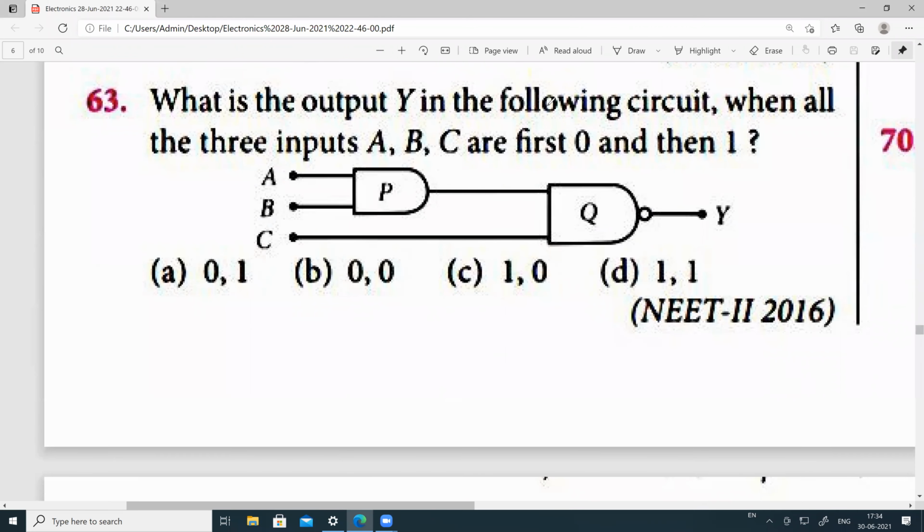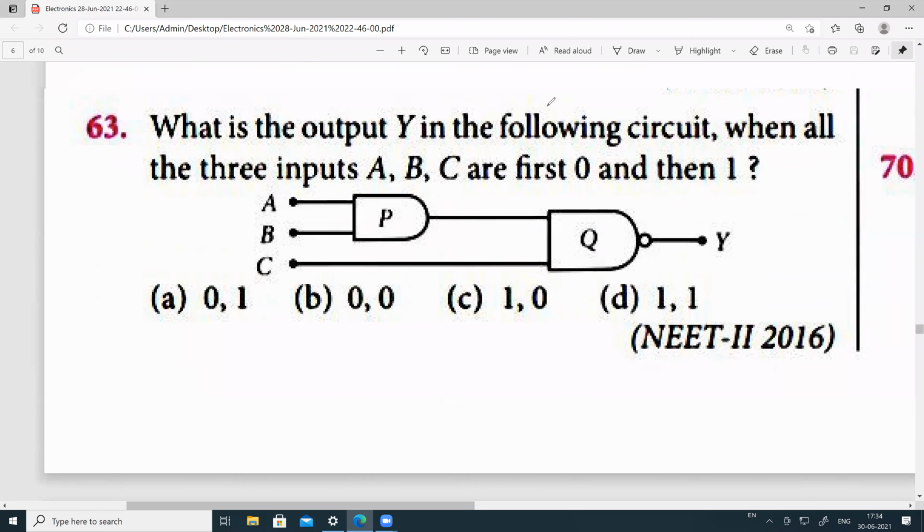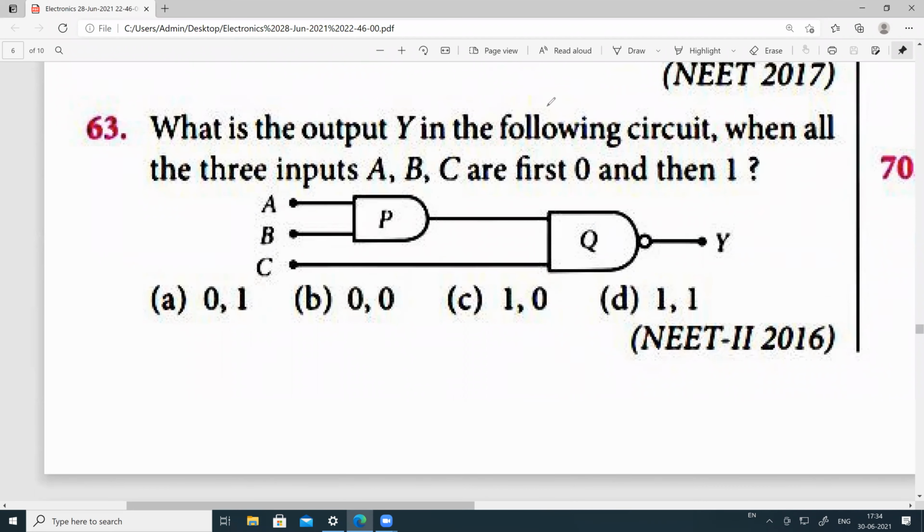63rd one. What is the output Y in the following circuit when all three inputs A, B, C are first 0 and then 1? They have given four options: 0, 1, 0, 0, 1, 0, and 1, 1.